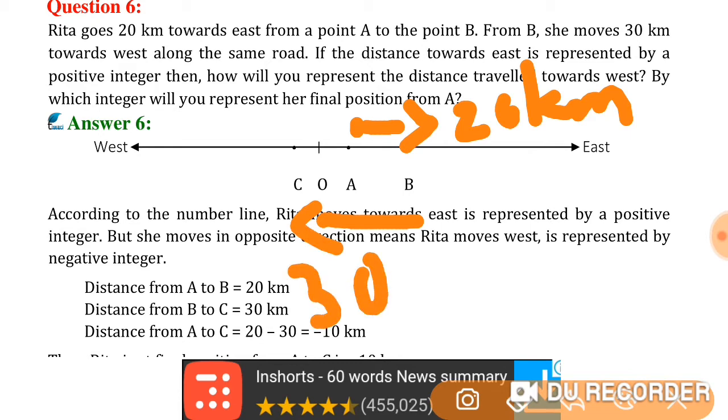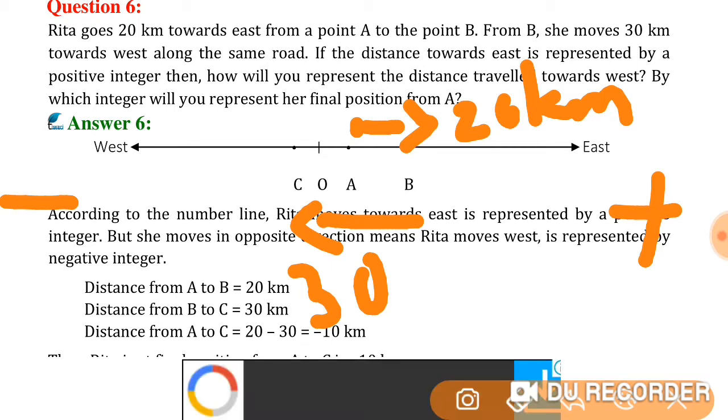Again, the distance east is represented as positive, and west is negative only. So the question is, by which integer will you represent her final position from A? That is what we have to find.